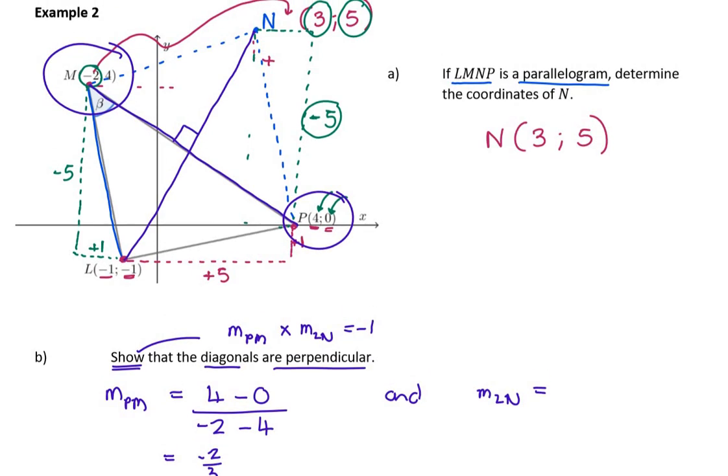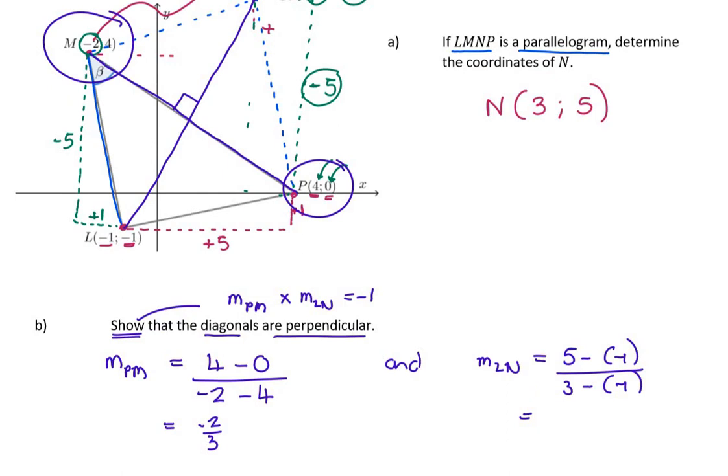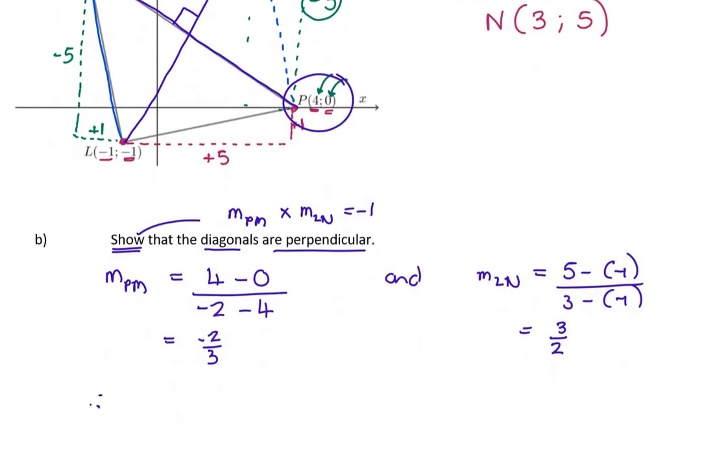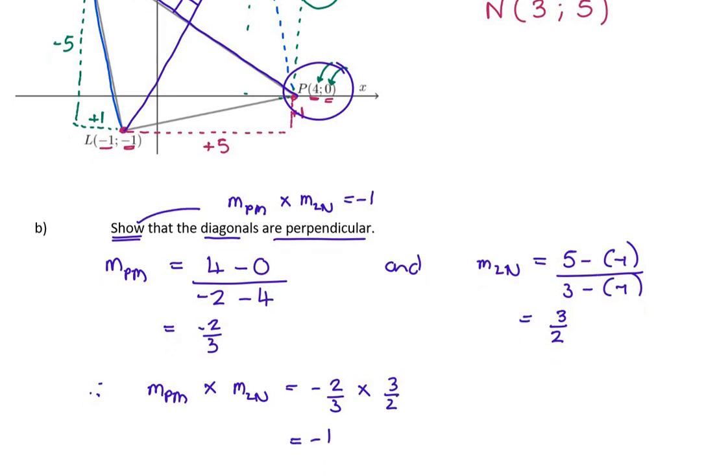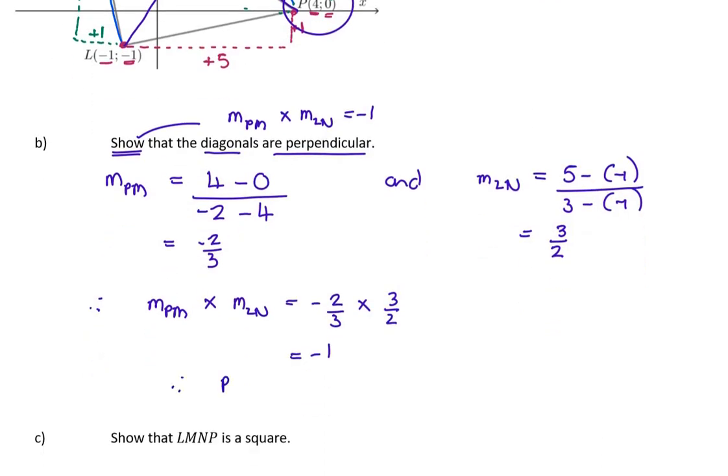So now the gradient from L to N would be 5 minus minus 1 all over 3 minus minus 1. So that becomes 3 over 2. Now I need to say therefore, remember this is a proof, so you want to show it quite explicitly. So the gradient of PM times the gradient of LN is equal to negative 2 over 3 times 3 over 2, which, what do you know, is negative 1. Therefore, PM is perpendicular to LN.